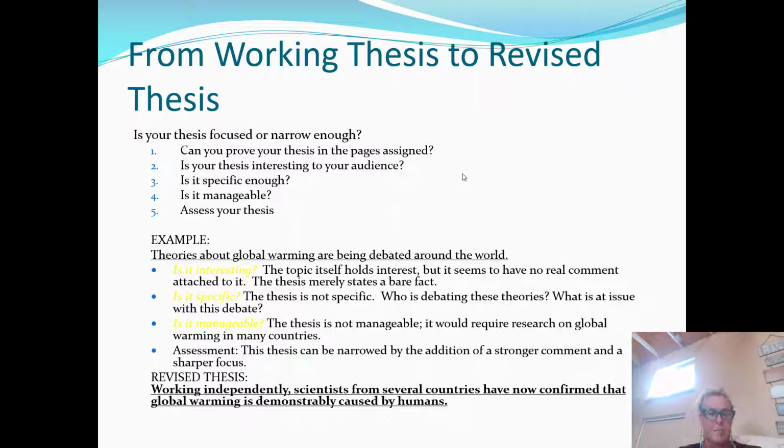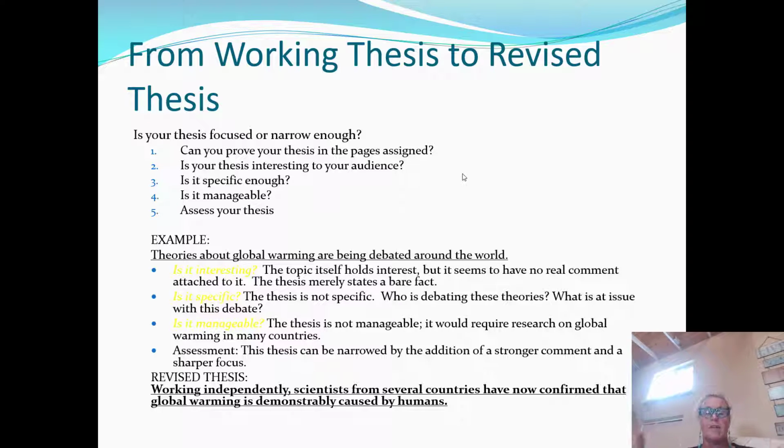So here's an example. Theories about global warming are being debated around the world. That's a working thesis. Now this topic is interesting, but it seems to have no real comment on it. We don't really know what these theories are and who's debating them. The thesis is also not specific. So who's debating these theories? What is the issue with the debate? And then the thesis is not manageable. It would require a lot of research on global warming in so many countries, the way it's written.